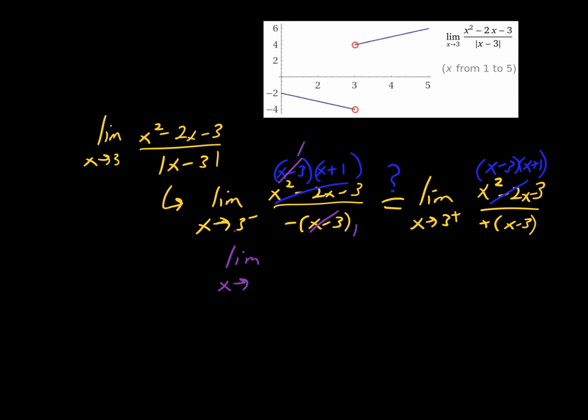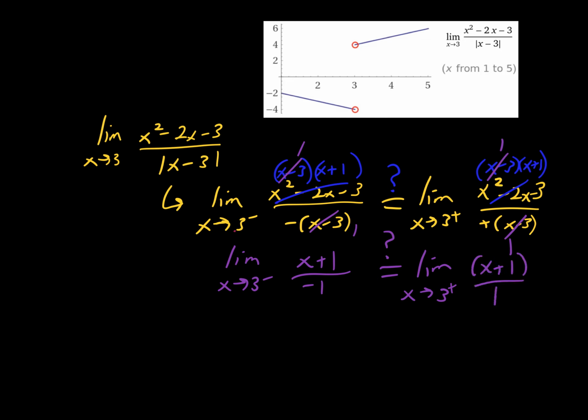The limit as x is approaching 3 from the left, we have x plus 1 over -1. All right. Does that equal, well, on the other side here, the right side of 3, the x minus 3 cancels with the x minus 3, and what we have is x plus 1 over a +1. Let's plug in our value. When you plug in here, the 3 goes here, and that's going to be 3 plus 1 over -1. That's 4 over -1. That is a -4.